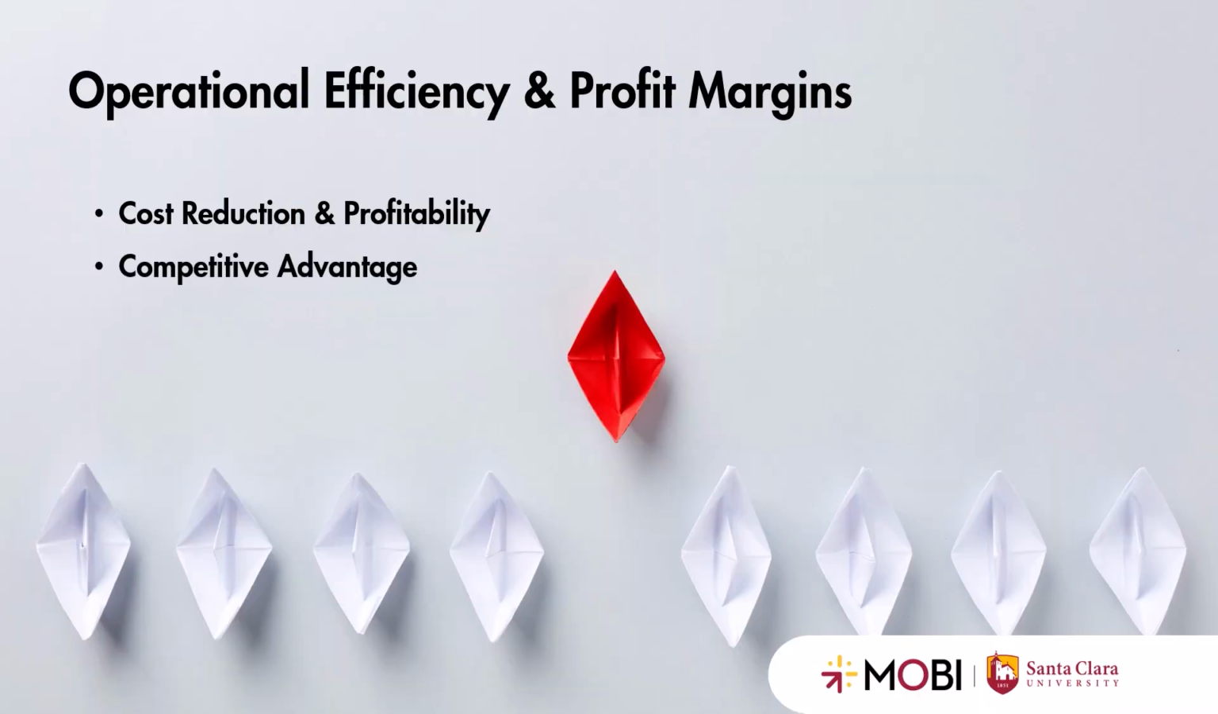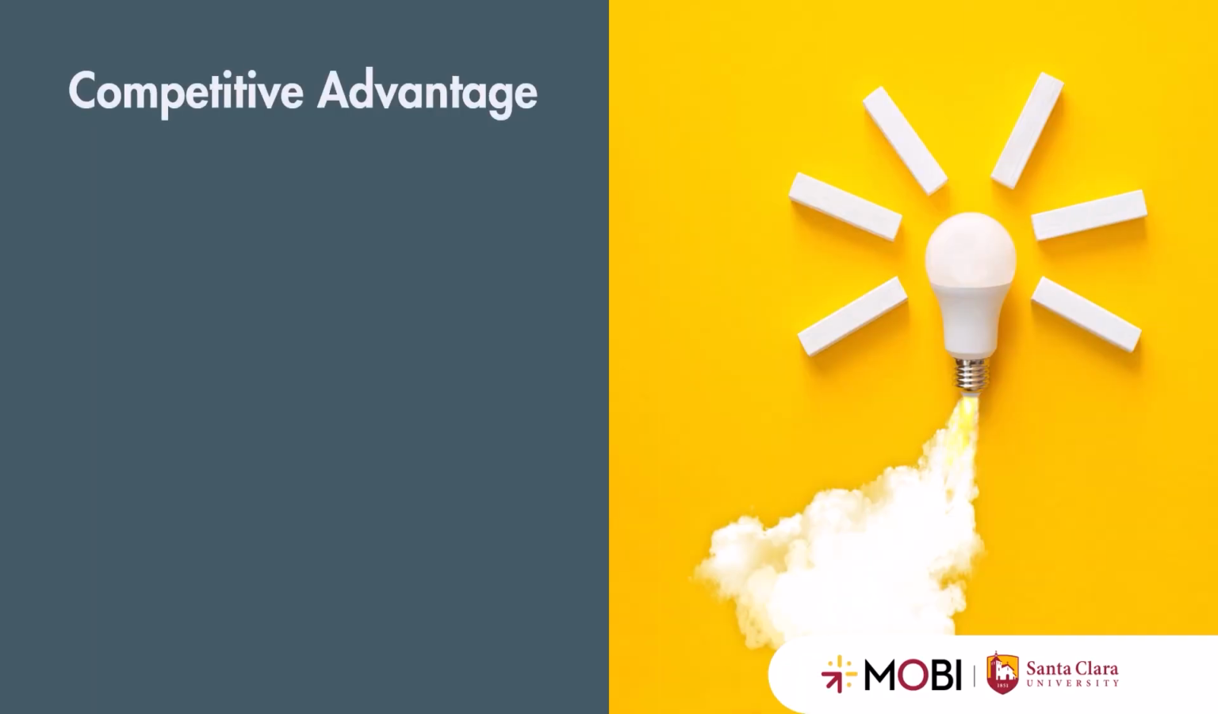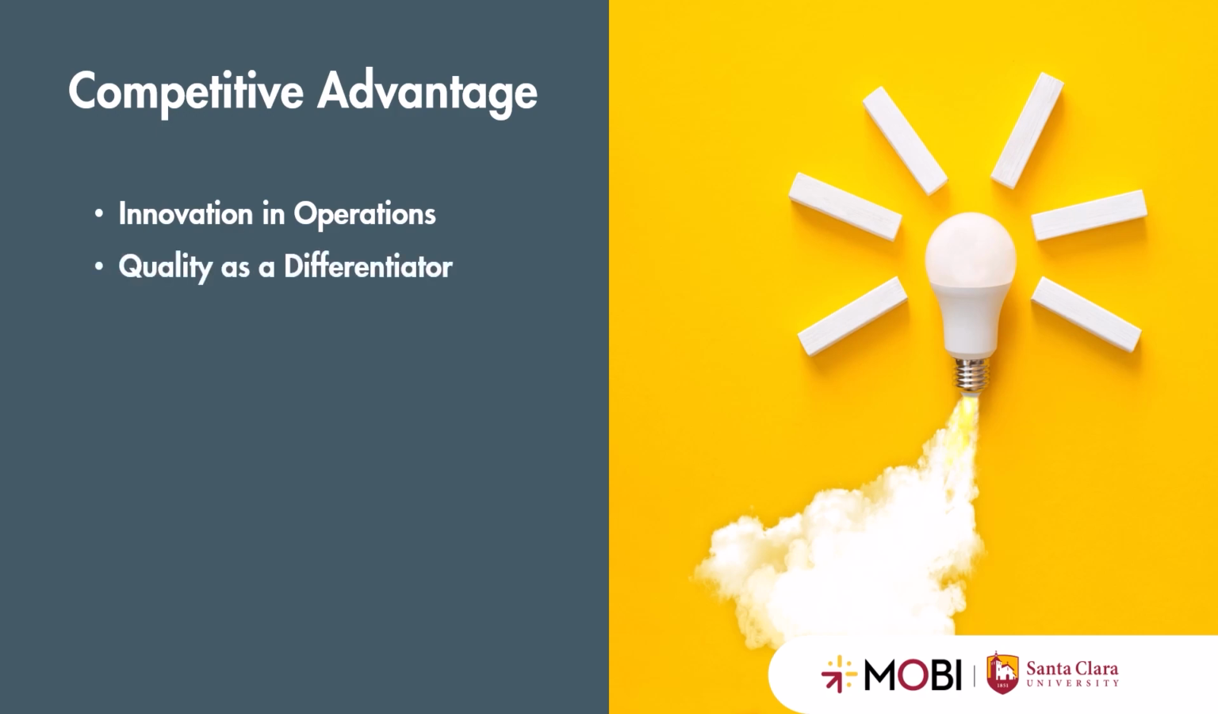Next, we'll explore competitive advantage within the context of operational efficiency and profit margins. For competitive advantage, there are two main parts we'll cover: innovation in operations and quality as a differentiator. Let's start with innovation in operations. Innovation in operations can set your business apart from competition. By finding new and better ways to do things, you can offer unique products or services or deliver them more efficiently.